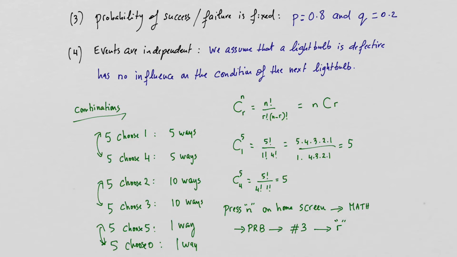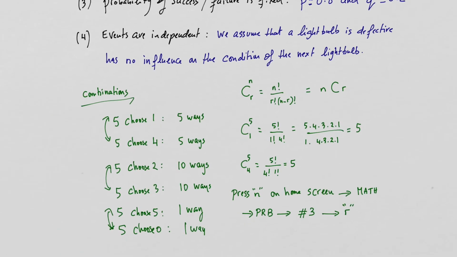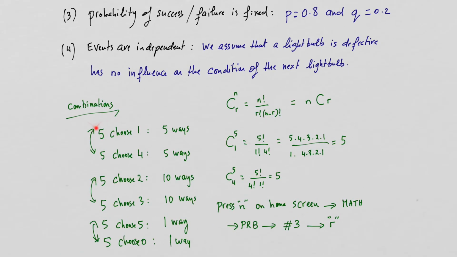So if I want to do this one, 5 choose 1, you do 5 factorial, n goes here, over r is 1, 1 factorial, and then 5 minus 1, which is 4, 4 factorial. Now 5 factorial is 5 times 4 times 3 times 2 times 1. 1 factorial is just 1. You always stop at 1, okay? And 4 factorial is 4 times 3 times 2 times 1. Notice these cancel. So you end up with 5, which is exactly what we got.